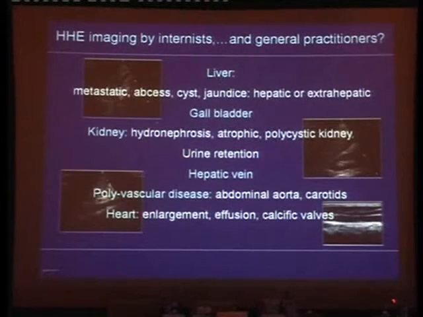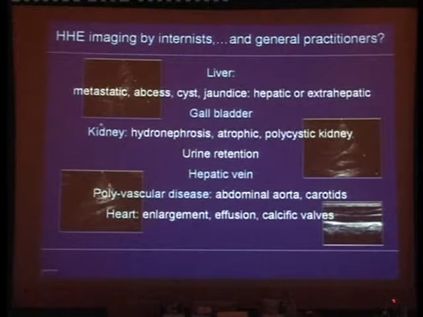General practitioners, they can look at the liver, metastasis, abscesses, cysts, jaundice, hepatic or extrahepatic abnormalities are readily detected. The gallbladder, the kidney, hydronephrosis, urine retention. We can look at the hepatic vein in heart failure, for instance. Polyvascular disease, the abdominal aorta, an enlargement of the heart, effusion and calcific valve. These are straightforward diagnoses, and a general practitioner, everybody can do that, and it's something that is done in office practice and with proper referral of the patient.